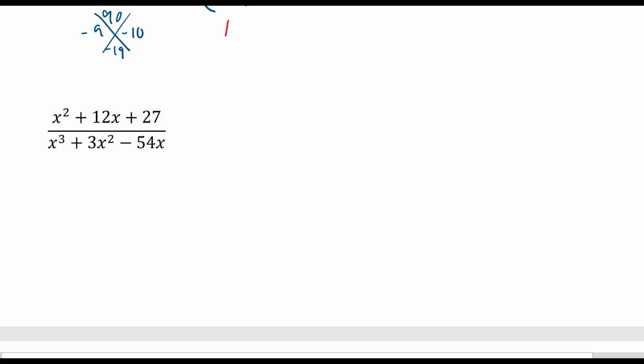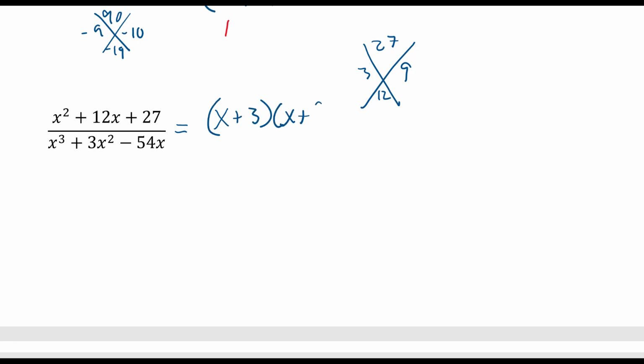Now if we look at this next one, we have x squared plus 12x plus 27 divided by x cubed plus 3x squared minus 54. In the numerator, we have 27 on top, 12 down below. What two numbers add to be 12 and multiply to be 27? We get 3 and 9. So it's going to be x plus 3 times x plus 9.